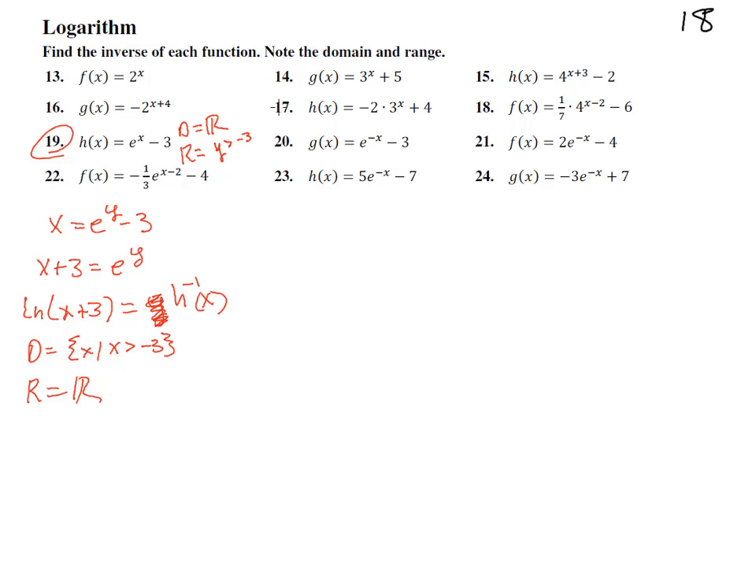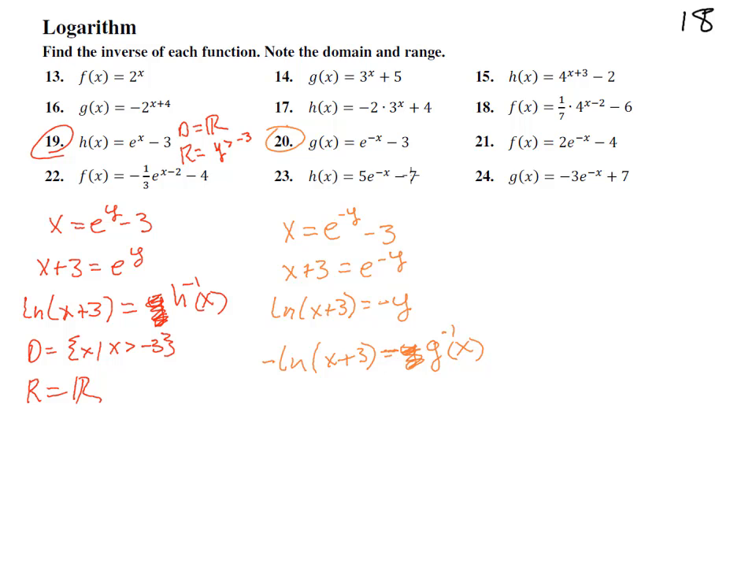Number 20. G of x equals e to the negative x minus 3. Okay, so let's switch the x and the y places. X equals e to the negative y minus 3. Add 3 to both sides. And then log base e both sides, natural log of x plus 3 equals negative y, and times everything by a negative 1. So negative ln of (x plus 3), good, equals y. And this right here, the y is the g inverse of x.